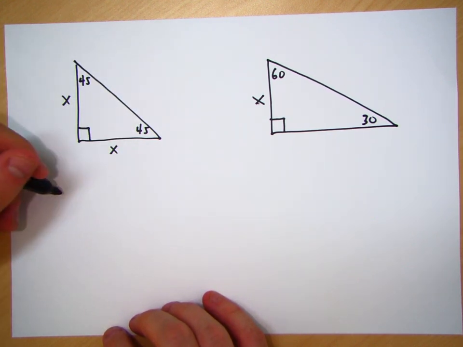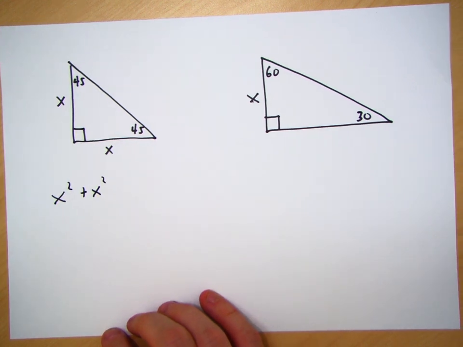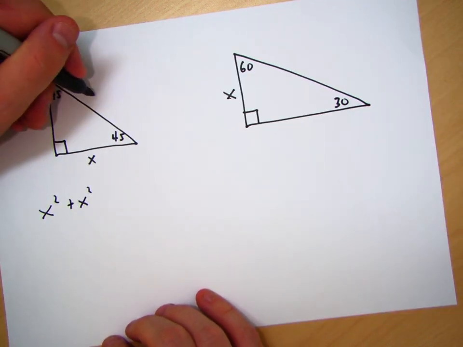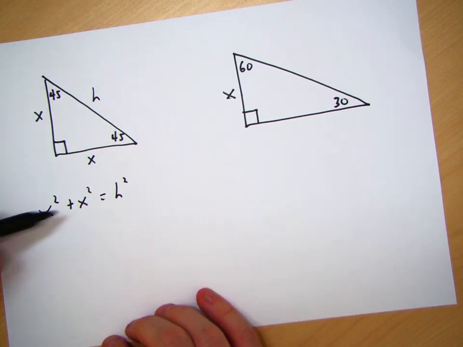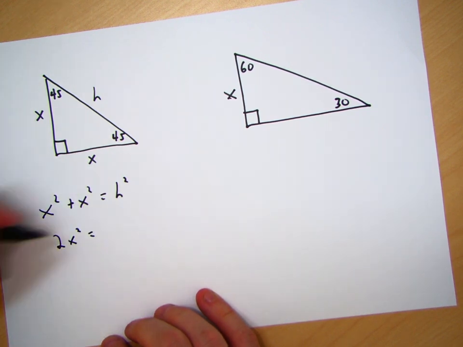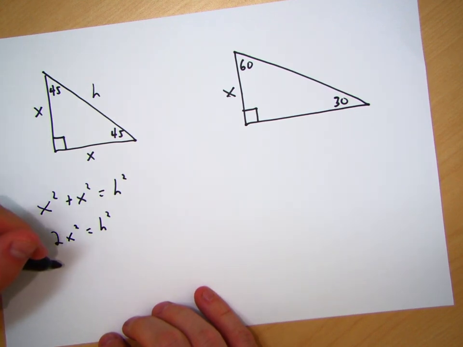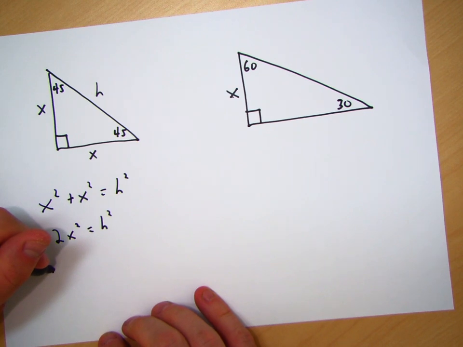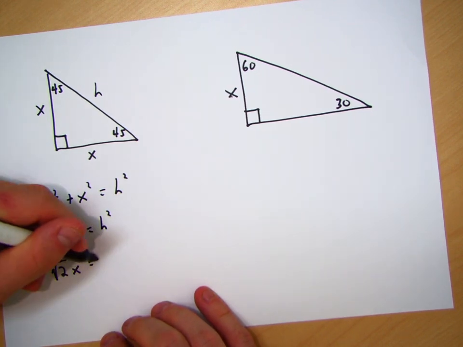To find out the hypotenuse, I'm going to say that's x squared plus x squared, and that's going to equal, I'm going to call it h for now, h squared. To solve this further, x squared plus x squared is actually 2x squared. So 2x squared will equal h squared. And last but not least, I'm going to square root all this, in which case I get that the root of 2 times x will equal h.